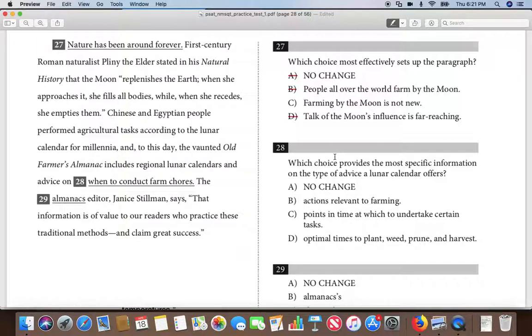Which choice provides the most specific information on the type of advice a lunar calendar offers? Really specific question here, Blaze. What are we trying to find here? What answer choice? On what type of advice the lunar calendar offers? Be more specific than that. What answer choice are we looking for?